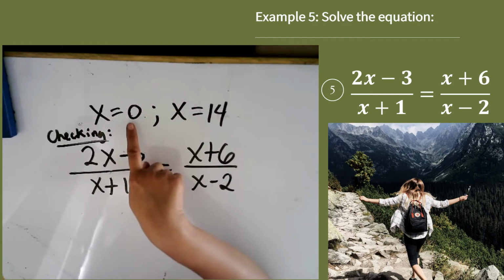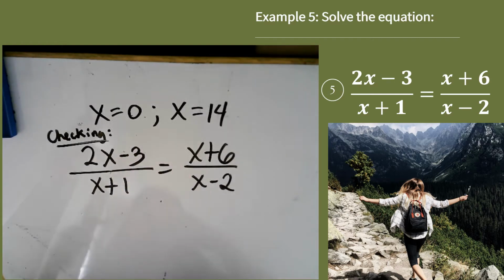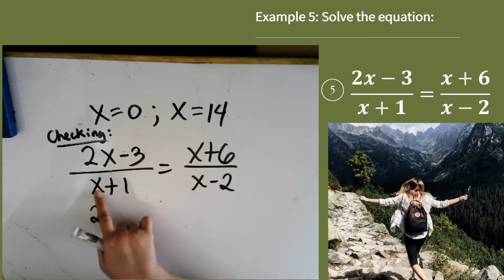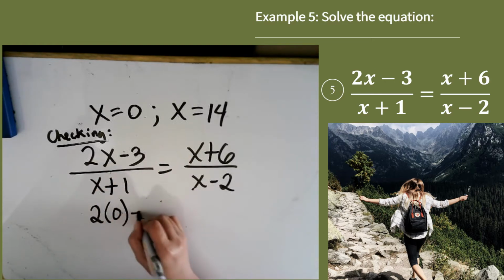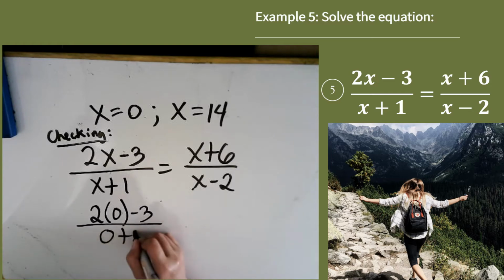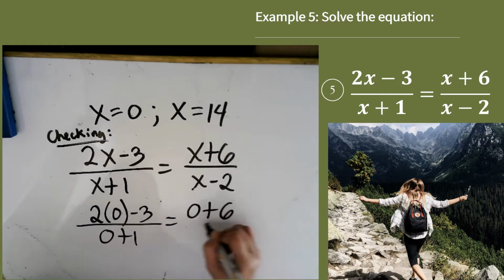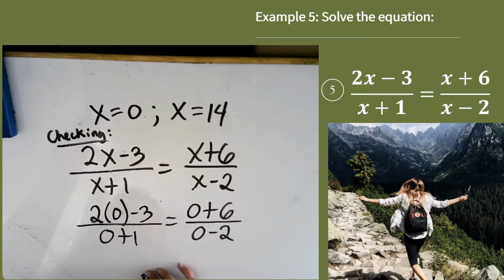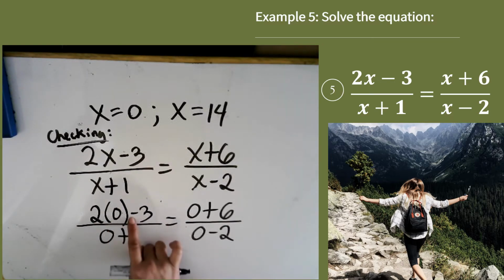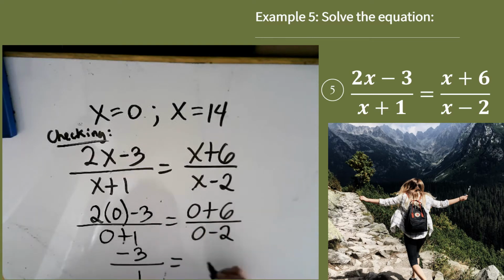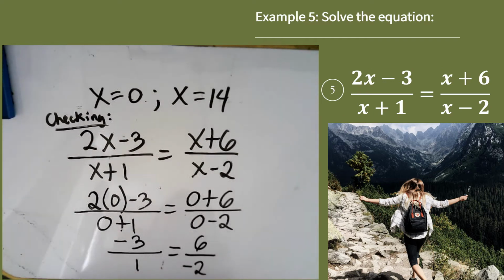So let's start by 0. If x is 0, we're going to replace all x's with 0. So 2 times 0 minus 3 over 0 plus 1 equals 0 plus 6 over 0 minus 2. So 2 times 0 is 0 minus 3, that is negative 3, over 0 plus 1 is 1. On the right side, 0 plus 6 is 6, and 0 minus 2 is negative 2. There.